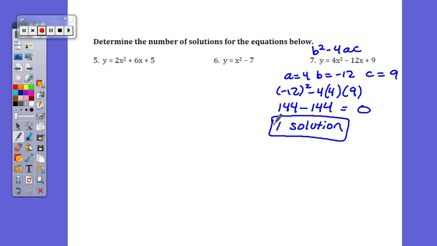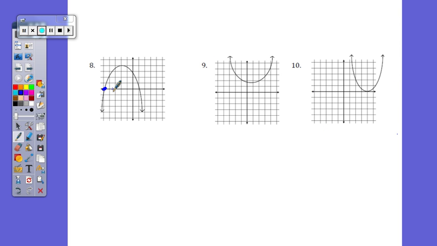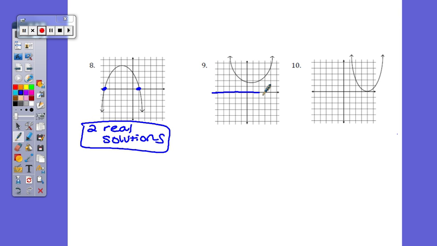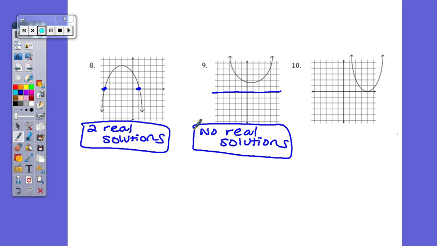All right, and the last 3 are pretty easy. You may have already worked ahead, and that's great. You can see here, number 8, it crosses the x-axis twice, and so we know this is going to have 2 real solutions. In number 9, you can see that it never crosses the x-axis. We know that means it's going to be imaginary, but as far as the solutions, I'm okay with you writing no real solutions. You don't need to worry about writing imaginary. So no real solutions is going to be our answer there.